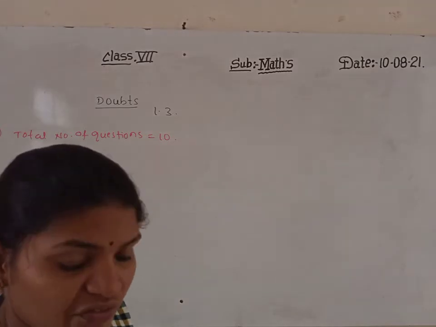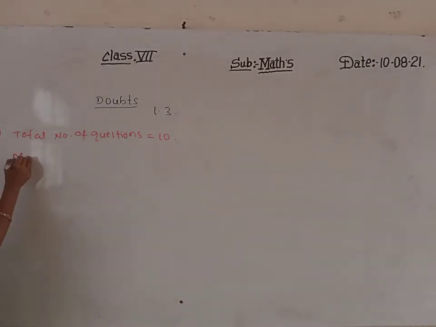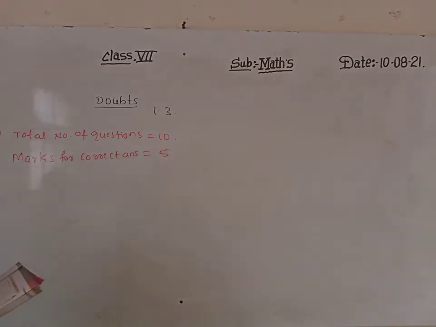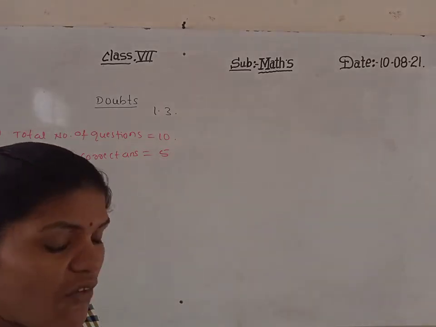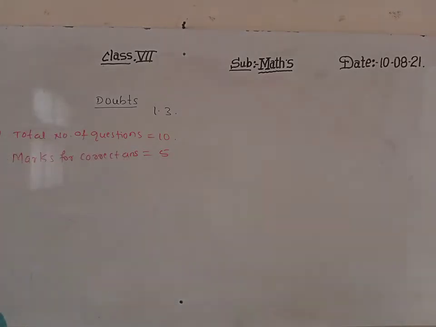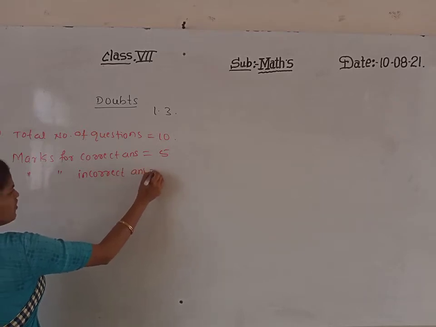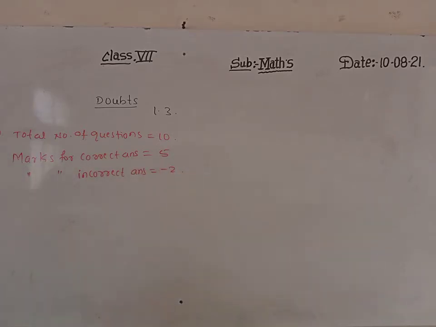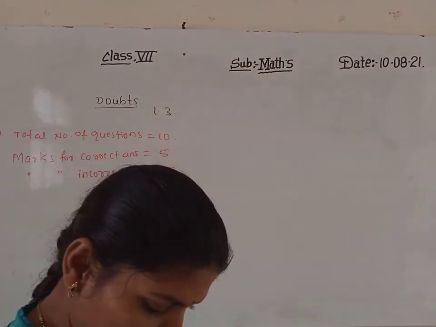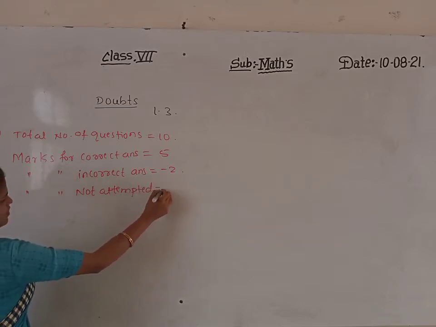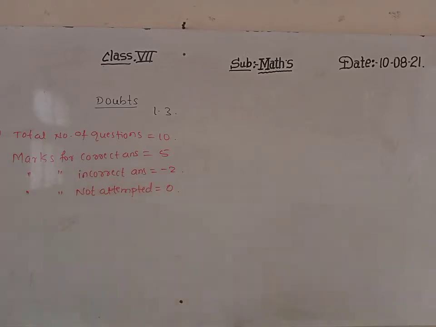5 marks are awarded for every correct answer. Marks for correct answer, how many? 5. Minus 2 marks are awarded for every incorrect answer, and 0 for questions not attempted. Marks for not attempted, how many? 0.